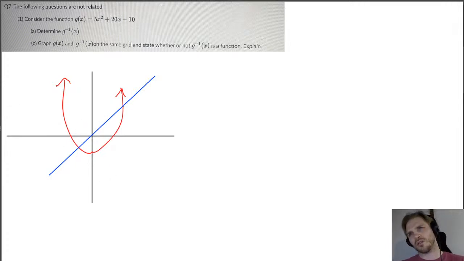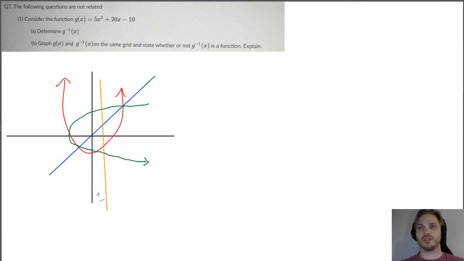So let's say it's like this. Okay, terrible, just downright bad. Let's say that's the inverse, right? But then you really have to think about this. This is not a function. It doesn't pass the vertical line test.